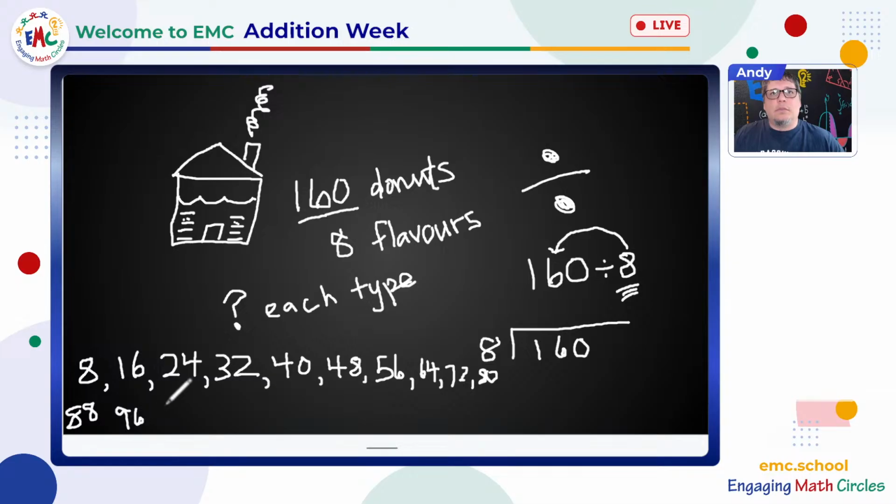Wait, there's a pattern. 8, 6, 4, 2, 0. And when I have 0, I go back to 8, 6, 4, 2, 0. The ones place will have this pattern. And the tens place, 0, 1, 2, 3, 4, 4, 5. Oh, the 4 repeated because I had a 0 here. So I'm going to repeat whatever I had in my 0 spot, but I'm just going to keep going up by 1.